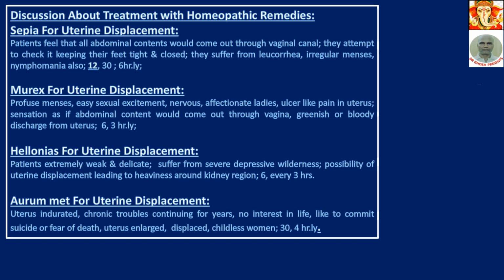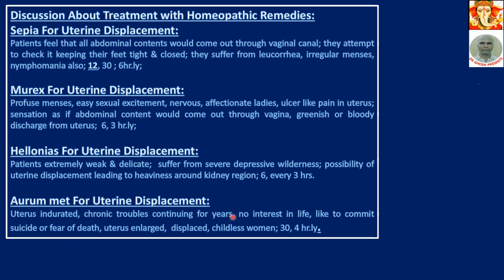Helonias for uterine displacement: patients extremely weak and delicate, suffer from severe depression, possibility of uterine displacement leading to heaviness around the kidney region. Helonias 6 every 3 hours.